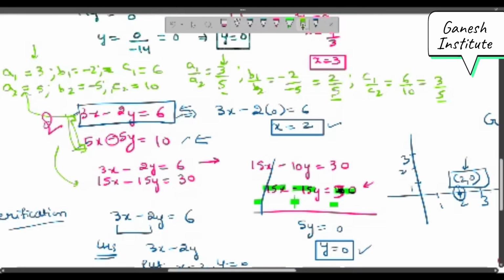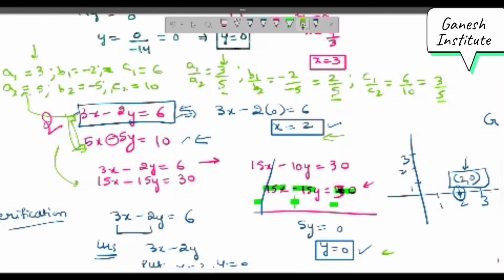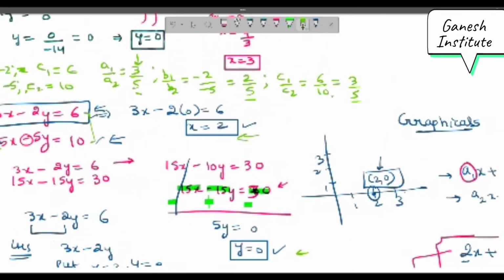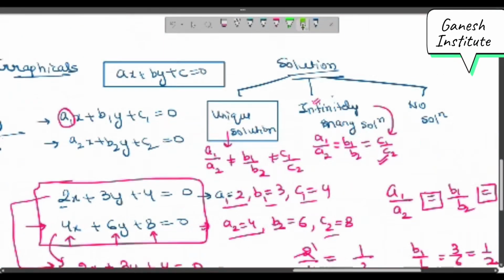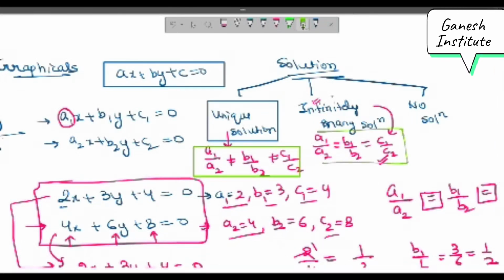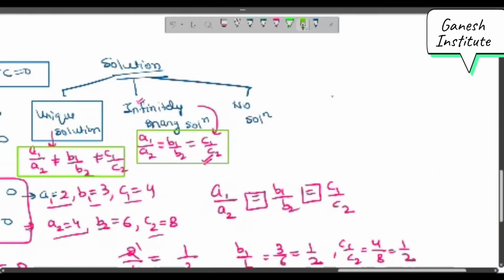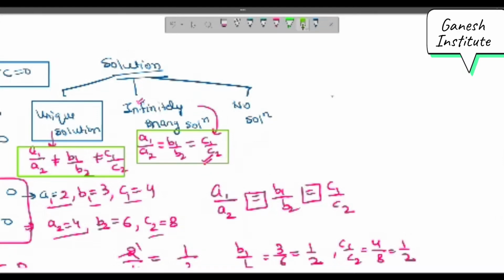Yes. So you can see that there will be no other value other than x as 2 and y as 0 which can satisfy this equation. So for a unique solution, you will have this condition that none of the ratios are equal. Okay. Now, once you explain the no solution case, I will write everything down because I want to hear this first and then write the rest down.